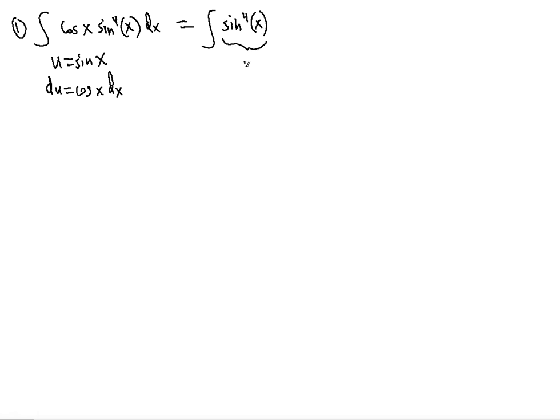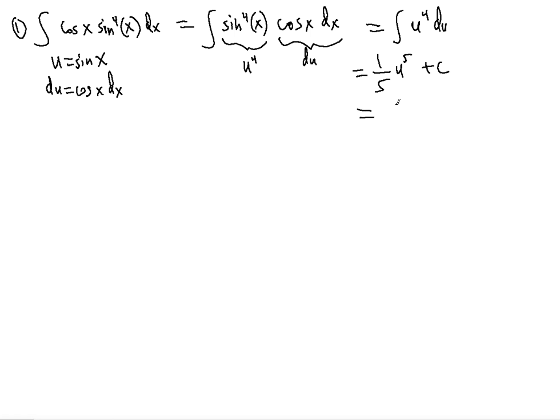So that we can have sine for x. So we can say that this is u to the fourth, because sine is raised to the fourth power. And then cosine x dx is the du. So we're going to have u to the fourth du, simple as that. And that's going to be 1/5 u to the fifth plus a constant. Substituting back to the trigonometric function of x, we will have 1/5 sine to the fifth x plus a constant.